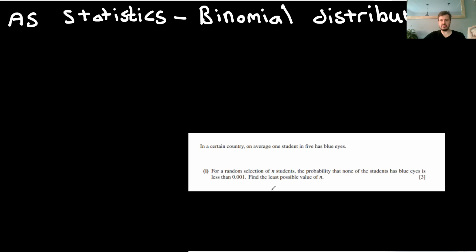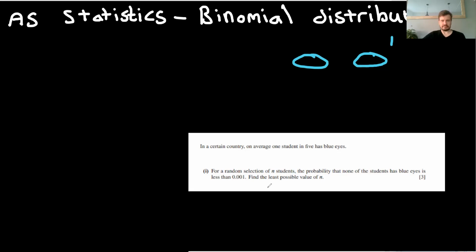So this is binomial because you've got blue eyes, and then just not blue, right? Not blue. So this little dash, we can just indicate that that's not blue.